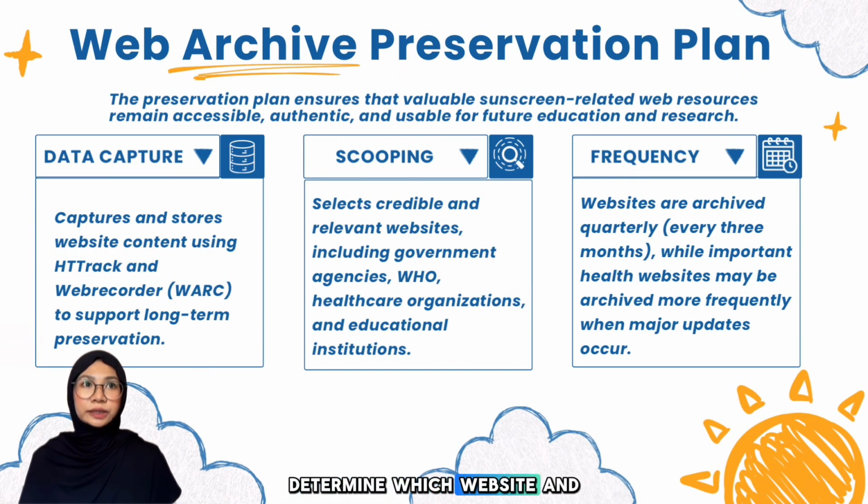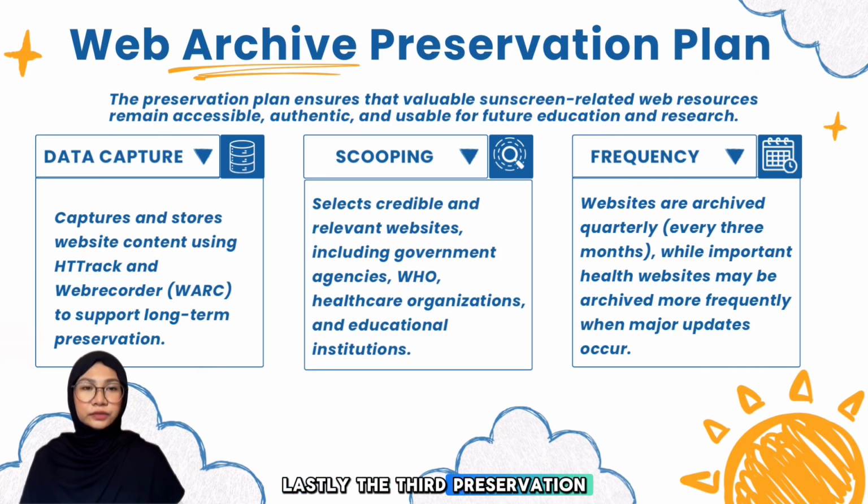The second preservation activity is scoping. Scoping determines which websites and digital resources should be included in the repository. We only archive reliable and relevant websites published by government agencies, healthcare organizations, the World Health Organization and educational institutions, and trusted skincare brands. The archived content includes web pages, images, PDF documents, infographics, and other educational materials related to sunscreen. Meanwhile, irrelevant, duplicate or restricted content is excluded to maintain the quality and reliability of the repository.